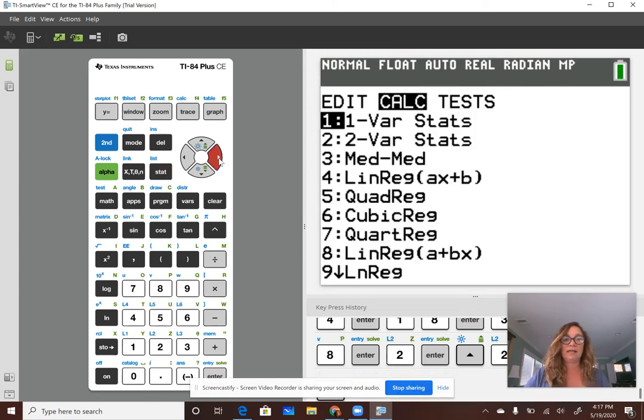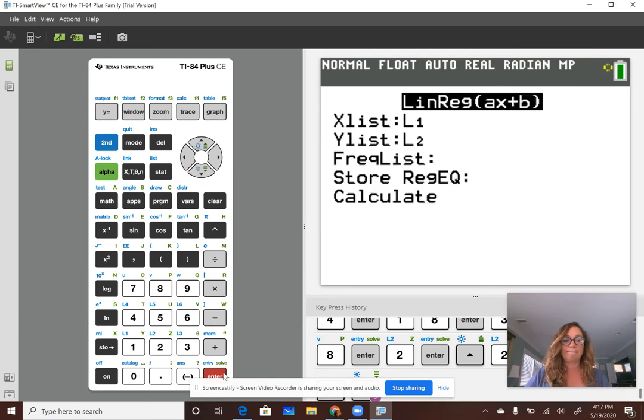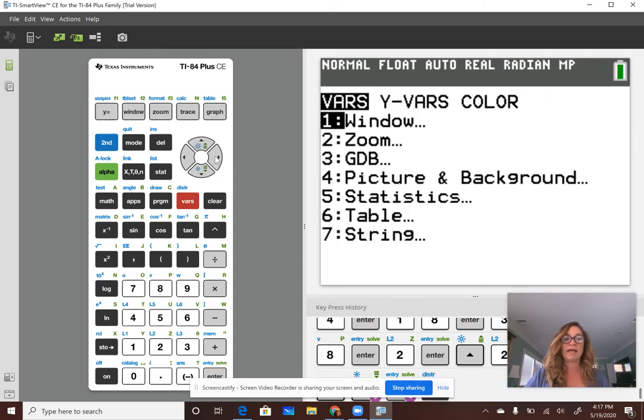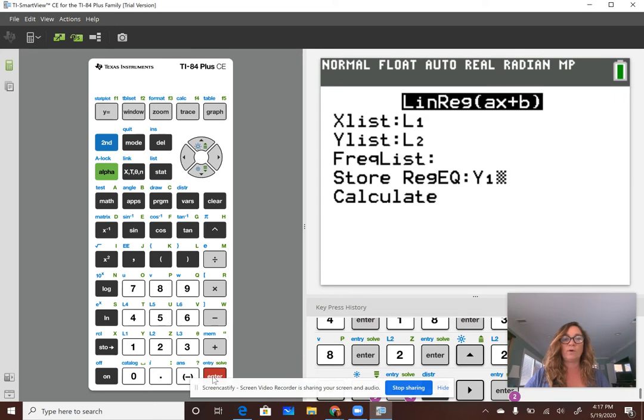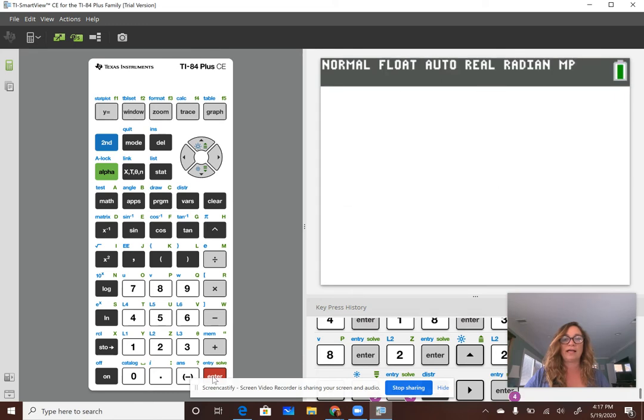Stat, calc, linreg. Make sure those are the right lists. Store regression equation, vars, arrow over to y vars, function, y sub 1, enter, calculate.